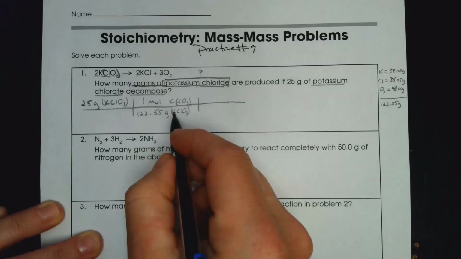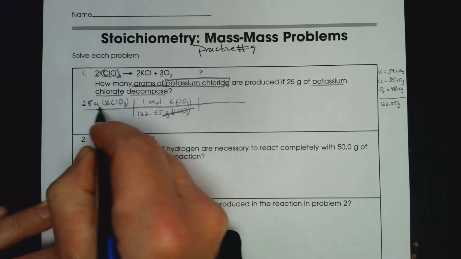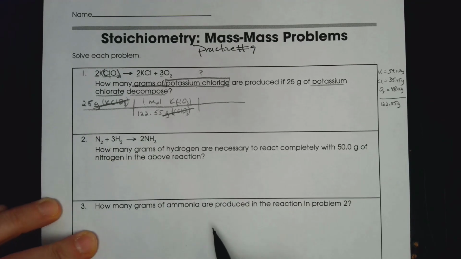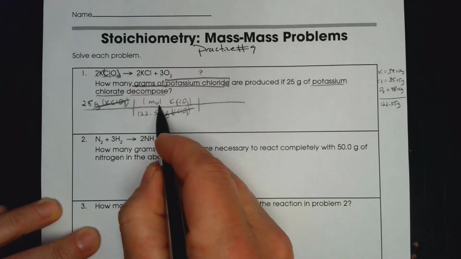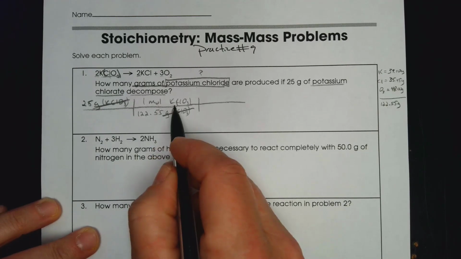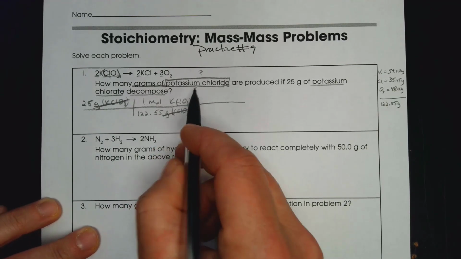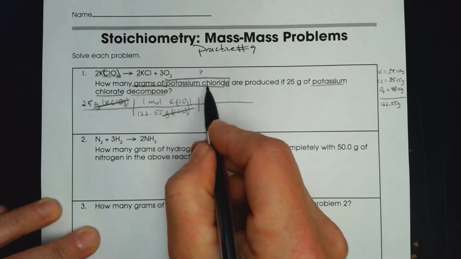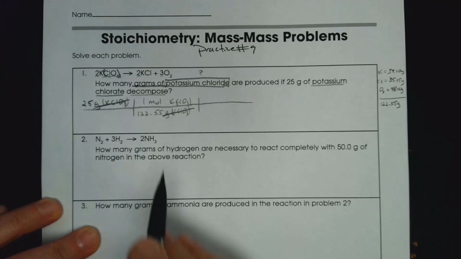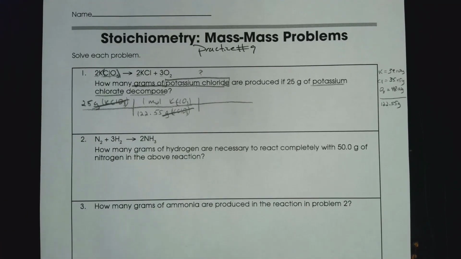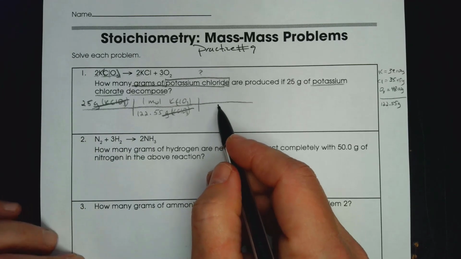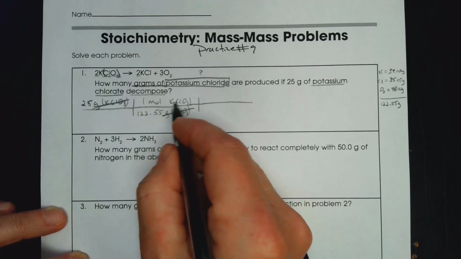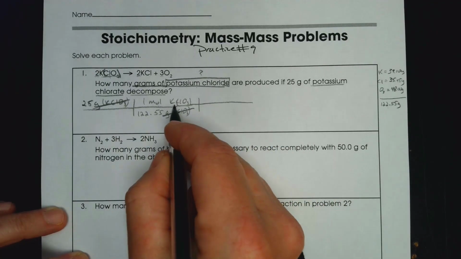So far so good, because now we can cancel out this unit, grams of potassium chlorate. Now I have to be able to cancel out this unit of moles of potassium chlorate, because I need to finish up with this unit, which is grams of potassium chloride. Now I can't go from moles straight to grams, okay? I have to go through the process of finding the right molar equivalent first.